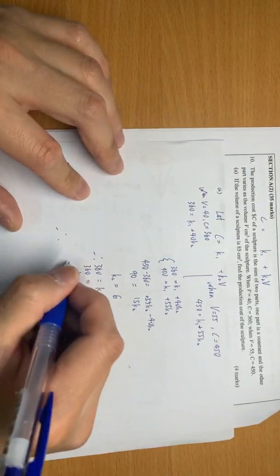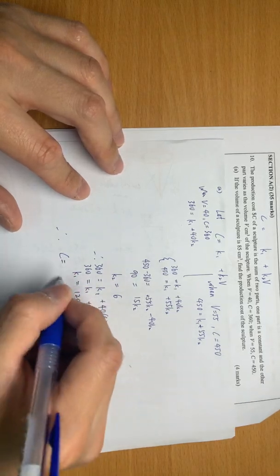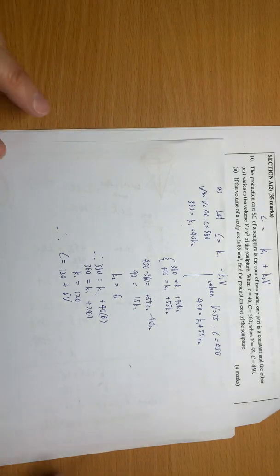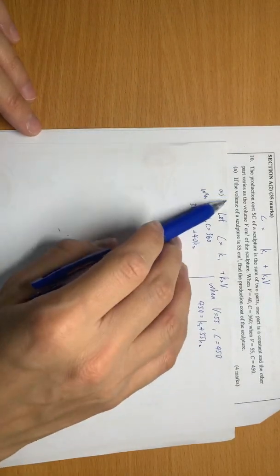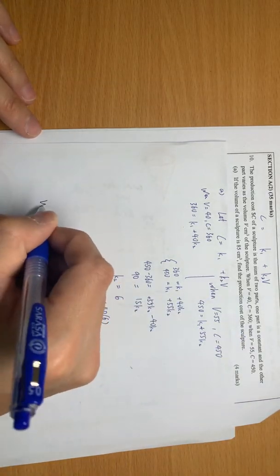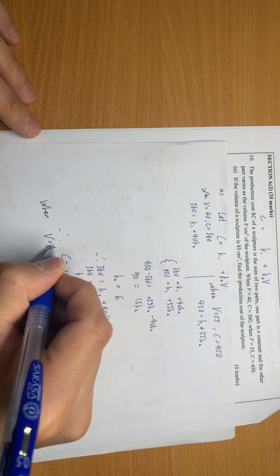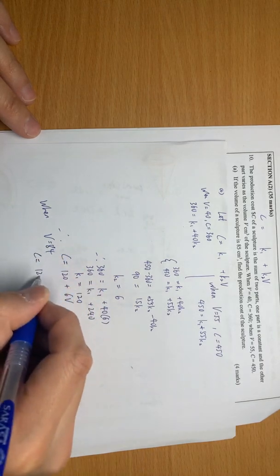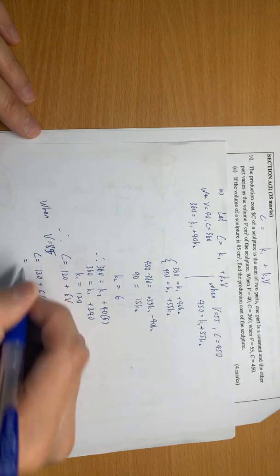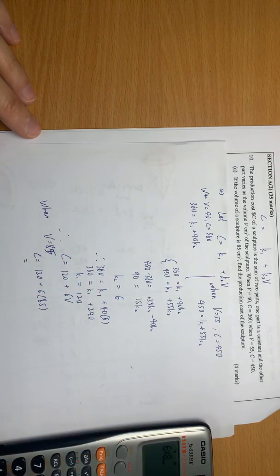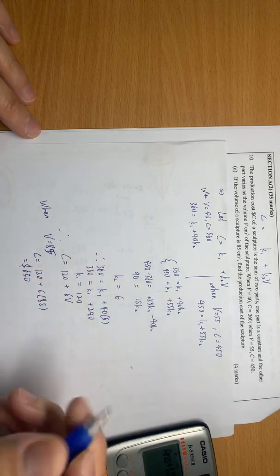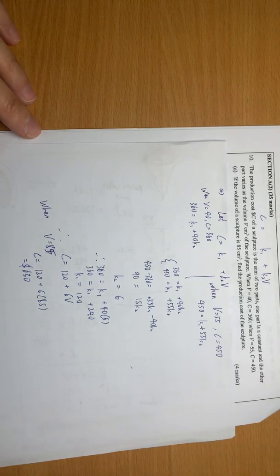So we very quickly finished it. C is equal to 120 plus 6V. They say that when the volume is 85, so we didn't finish. We also need to know when V is equal to 85, then C is equal to 120 plus 6 times 85. So 6 times 85 plus 120 is 630. The cost is 630. We finish part A very quickly.